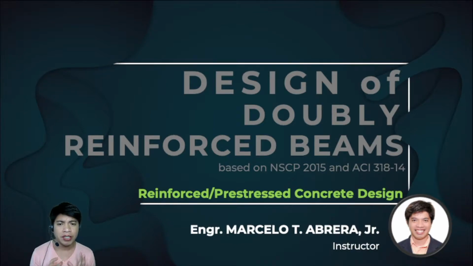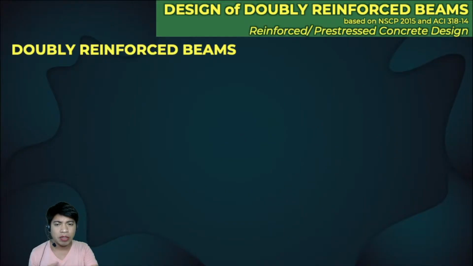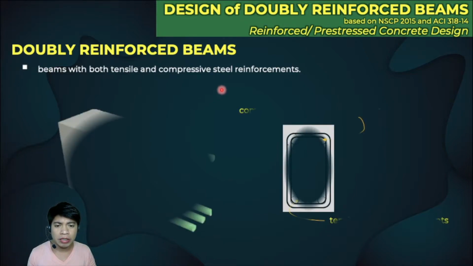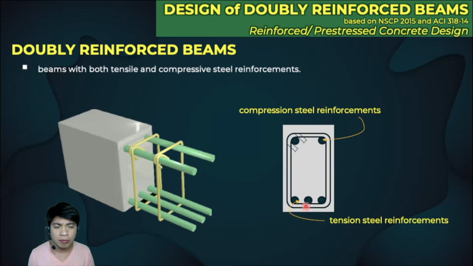So ngayon guys, sa video na ito, ang pag-uusapan natin ay tungkol sa pag-design ng doubly reinforced beams. Okay, i-define muna natin guys kung ano ba talaga yung doubly reinforced beams. Doubly reinforced beams guys are beams with both tensile and compressive steel reinforcements. Katulad nitong nandito sa figure guys, meron tayong tension steel reinforcement and meron tayong compression steel reinforcement. Ibig sabihin guys, both the tension and the compression side ay merong steel reinforcements. So, ang tawag natin dyan is doubly reinforced beam. Kapag nasa tension side lamang guys yung ating steel bars, then it is called singly reinforced beams.